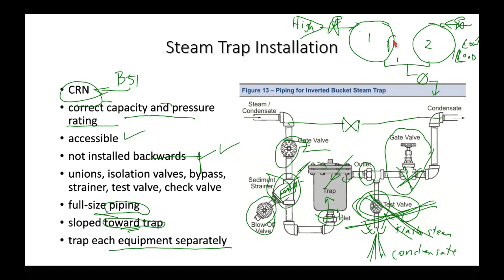Well, what's going to happen is the pressure in this vessel, the steam pressure, is going to be greater than the steam pressure in the other one. And what we're going to do is just blow the condensate and steam up into there. Okay. So to make a long story short, we trap each piece of equipment separately. This situation here is no good. Each vessel is going to have its own steam trap.